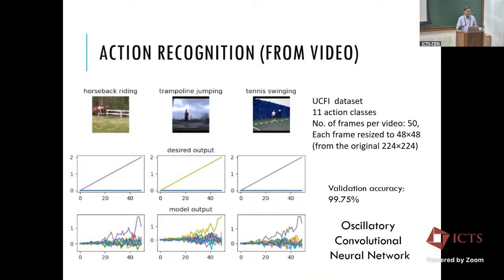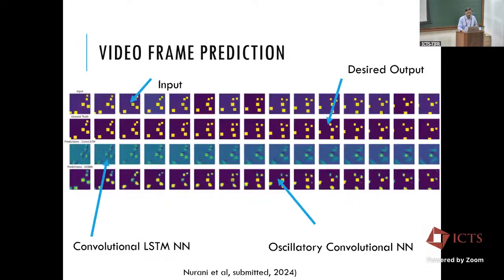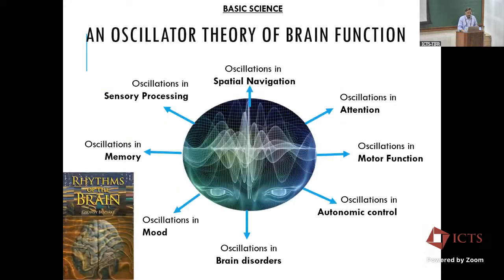Then more complicated problems from sequence recognition, sequence processing in AI against standard data sets, action recognition. This is an oscillatory convolutional neural network, or convolutional oscillatory neural network, right? It does all this and beats the state-of-the-art models. Then video frame prediction. I'm shown a series of frames which has some moving squares and stuff like that. It has to predict the next frame. It learns that.